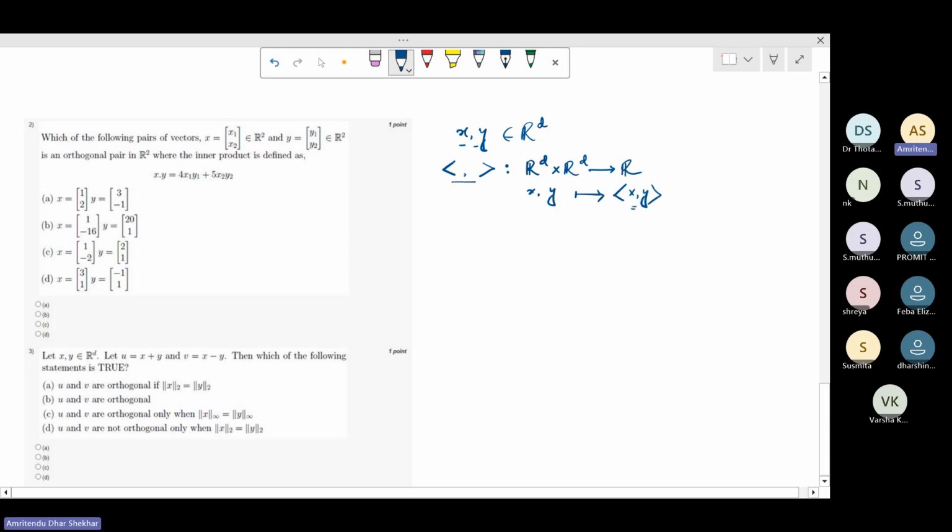So they're going to be orthogonal, by which the definition of that means that the inner product of x and y would have to be equal to 0. In this case, the inner product is defined as 4x1y1 plus 5x2y2. So can you confirm over here that this is a valid inner product?